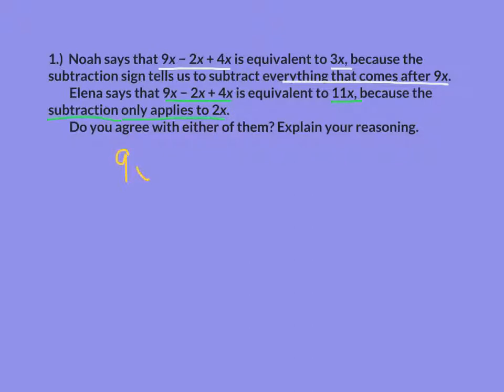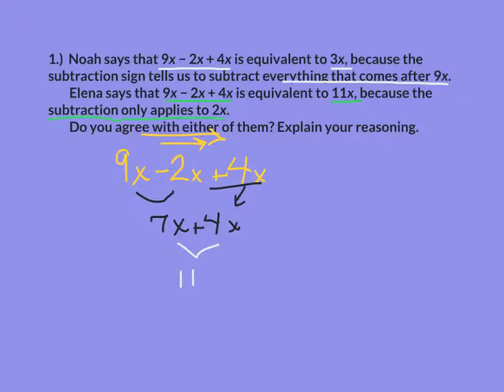So here we have 9x minus 2x plus 4x. My order of operations tells me that when I have addition and subtraction, I go in order from left to right, just like I would read. So the first thing I would do is 9x minus 2x, which gives me 7x. Then I just bring this straight down, plus 4x. And then 7x plus 4x is 11x. So that tells us that Elena is correct.